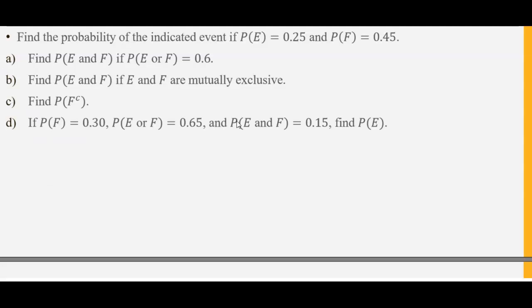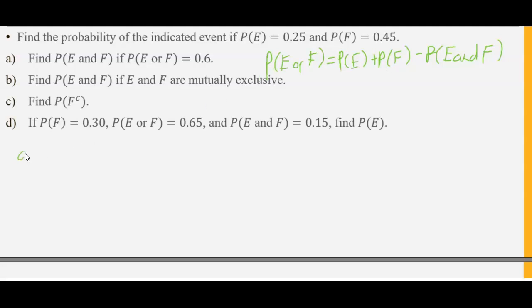So for these problems, we're going to use the general probability rule. The probability of E or F is equal to the probability of E plus the probability of F minus the probability of E and F. So using the general rule of addition, we're simply going to make an equation and solve for the missing variable.